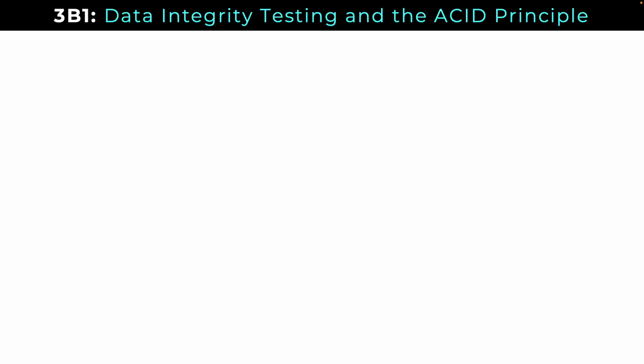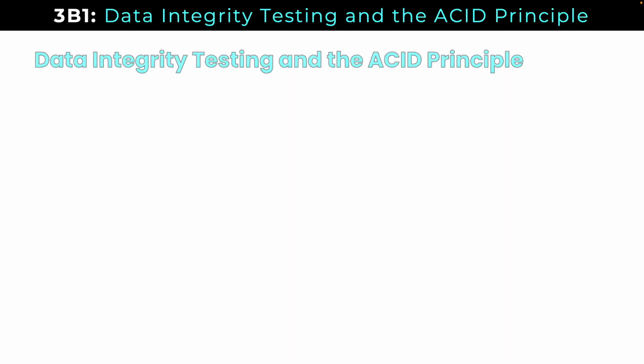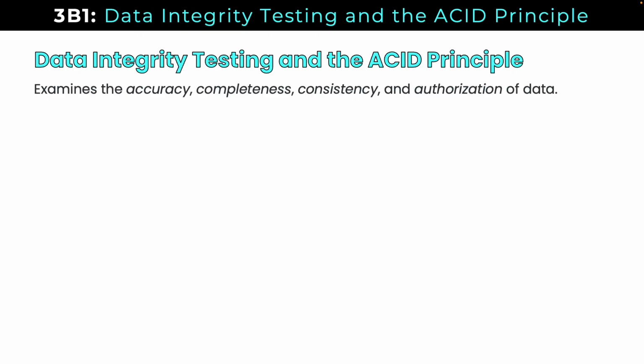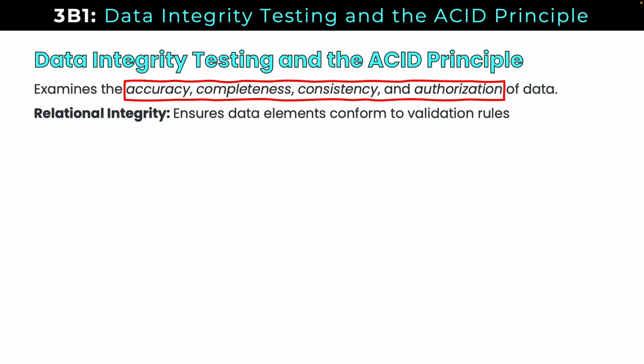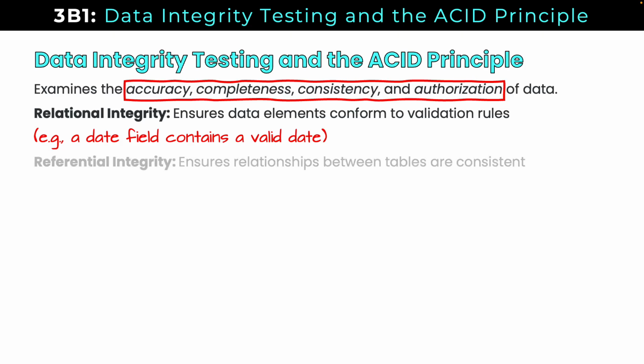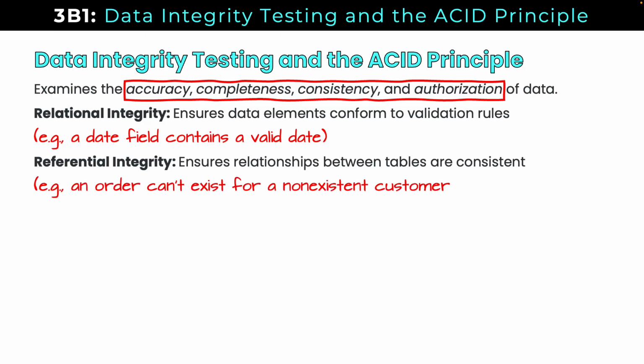Let's talk data integrity testing and the ACID principle. So data integrity testing examines the accuracy, completeness, consistency, and the authorization of data. There's relational integrity, which ensures data elements conform to validation rules. For example, that a date field contains a valid date. There's referential integrity, which ensures relationships between tables in a relational database are consistent. For example, an order can't exist for a non-existent customer.